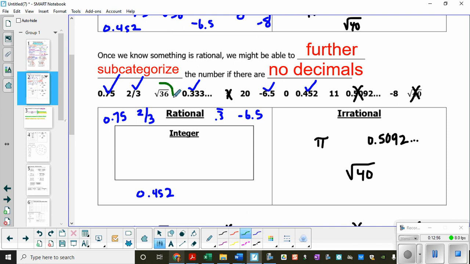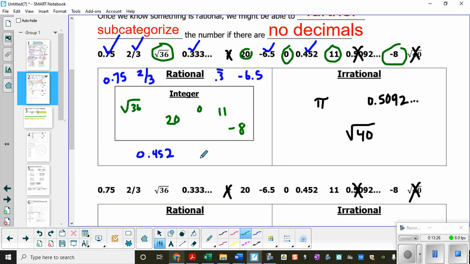Now the ones without a decimal, we can call integers. So I can call the square root of 36 an integer. I can call 20 an integer. It's on the number line. 0 is on the number line. And 11 and -8 are also on my number line. So that's what I mean by taking anything that you called rational and being able to further subcategorize it if it's on the number line as an integer.